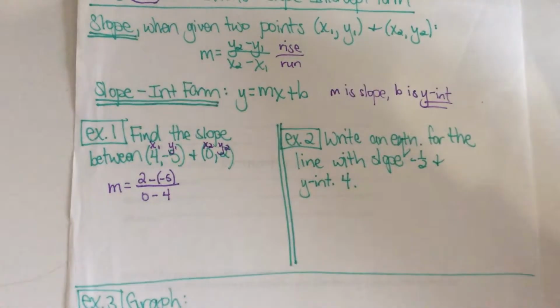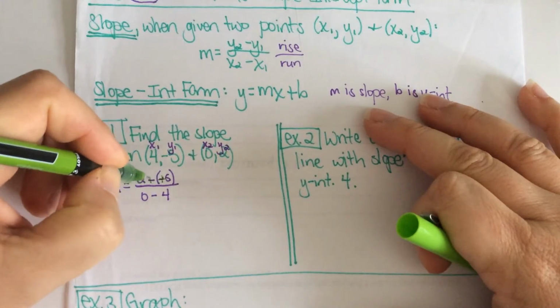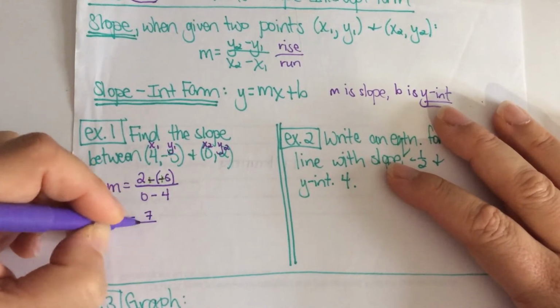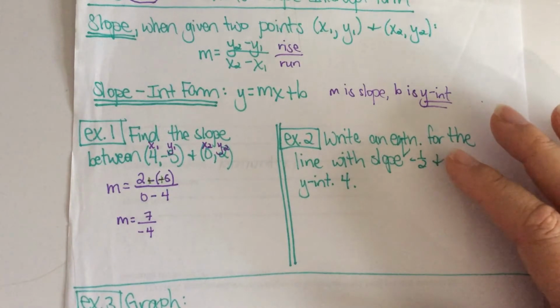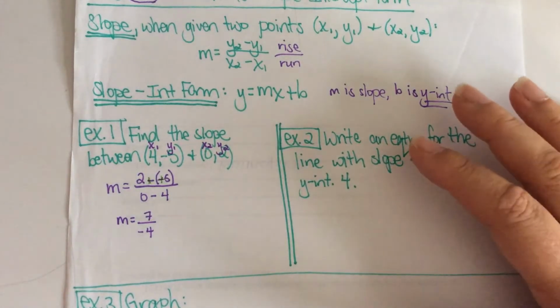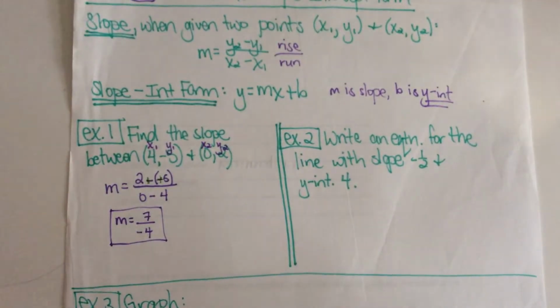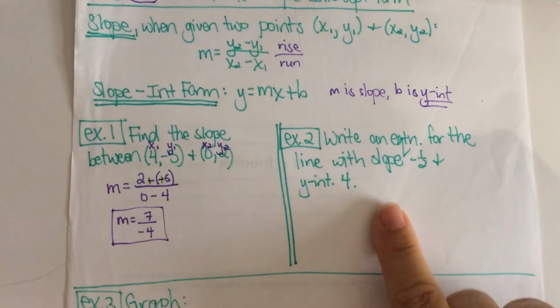So minus, let me grab a different color. Minus a negative we know becomes plus, right? So that's 2 plus 7 on top, 2 plus 5 on top, which is 7 over negative 4. So the slope is negative 7 over 4. Or 7 over negative 4. Either way, okay? Don't overcomplicate this. This is easy Algebra 1 stuff.